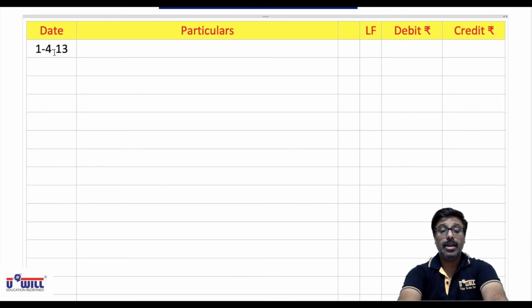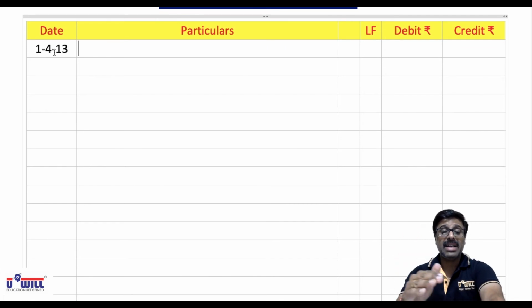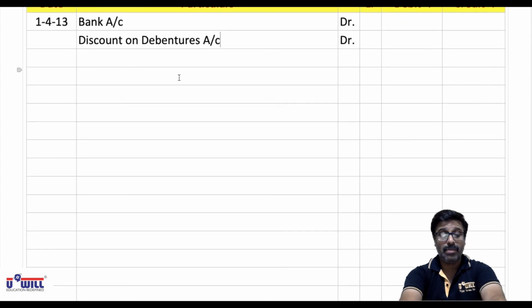1/4/2013. Now debentures are issued at discount and redeemable at premium. So first we pass the entry of issue at discount, leaving one line in between. Okay, so bank is the receiver, debit the receiver, bank account debit, then they're issued at discount. So discount on debentures is a loss, debit all expenses and losses, discount on debentures account debit, then leave one line in between, and then to 12% debentures account.